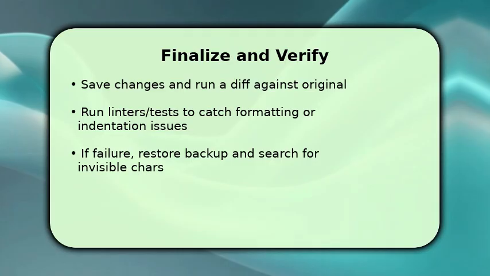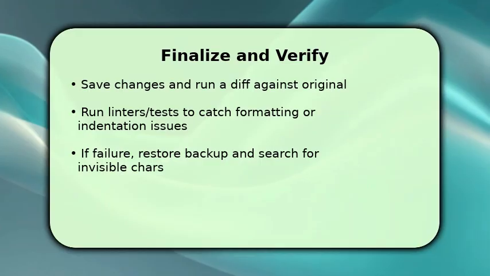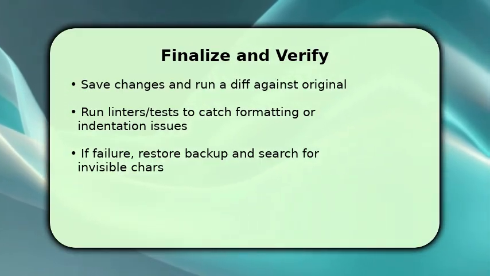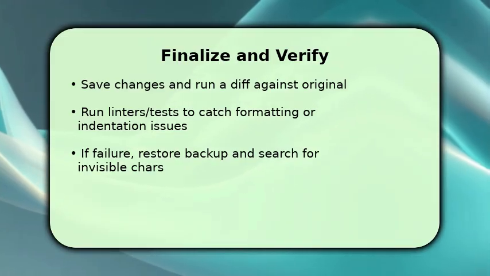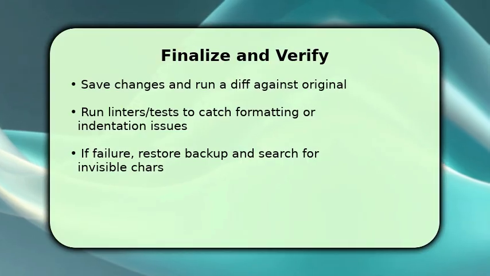code indentation. If something goes wrong, revert to the backup and isolate the failure by applying fixes to a small segment. A key troubleshooting tip: search for invisible characters like non-breaking space or zero-width space and remove them explicitly.